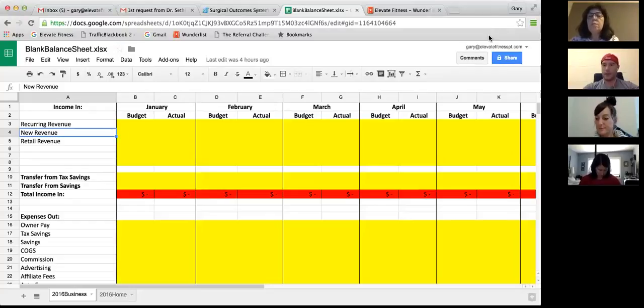Now, when you're updating the sheet, anywhere in yellow is where you're going to want to enter your numbers. In red, don't touch. All right, don't touch the red. And if you're inserting lines, insert them within the yellow, and you won't mess it up. However, if you do mess it up, just let us know. We'll help you fix it.